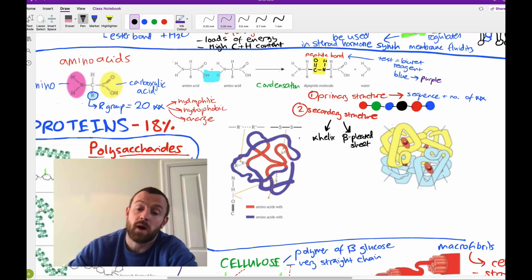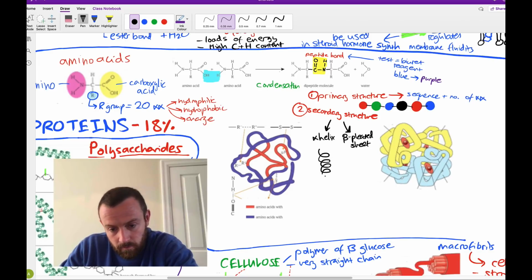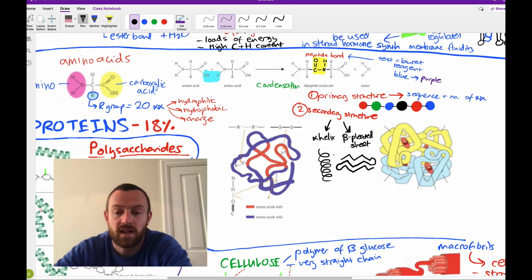And it's formed by a coiling of the peptide chain. So alpha helix is kind of a helix like this. The beta pleated sheet is kind of a folded sheet like this, and then you get a bit of a hairpin, and it folds back, and then you get a hairpin, and it folds back like that. Okay, so that's a beta pleated sheet, that's alpha helix.